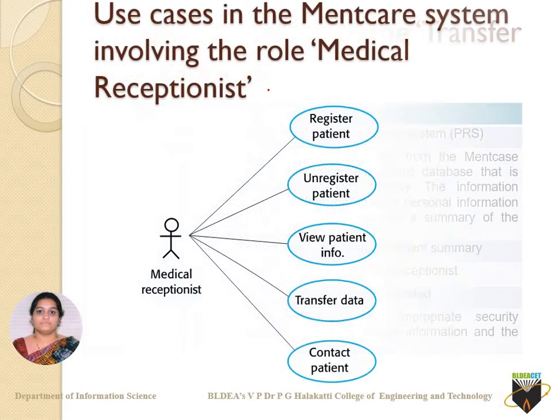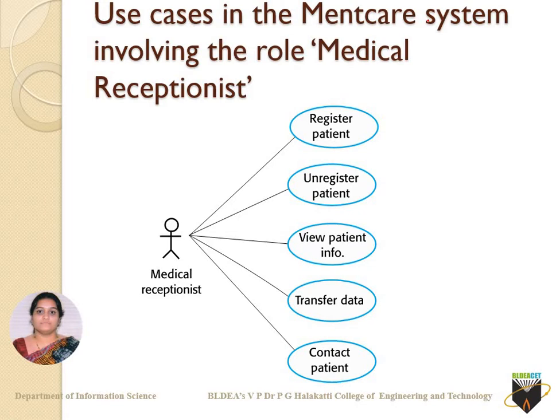So these are some of the things which you have to take into consideration whenever you name anything as a use case. Then, use cases in the Medicare system involving the role of medical receptionist. If I just say medical receptionist, who are the persons included in that? Whenever I say medical receptionist, always keep in mind what work a particular medical receptionist does. A medical receptionist is one who registers a patient, who can unregister a patient, who can view the patient number, who can transfer the data, who can contact the patient. These are all the use cases which are performed by this particular actor.